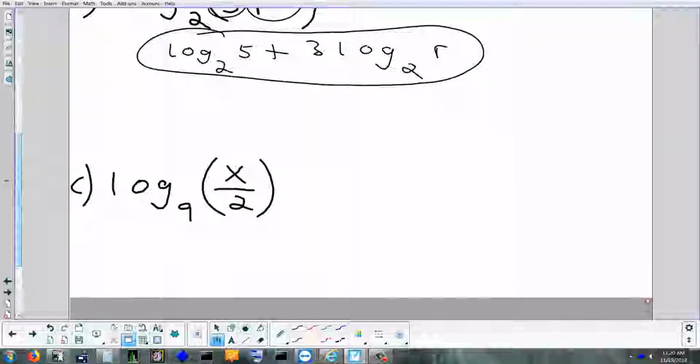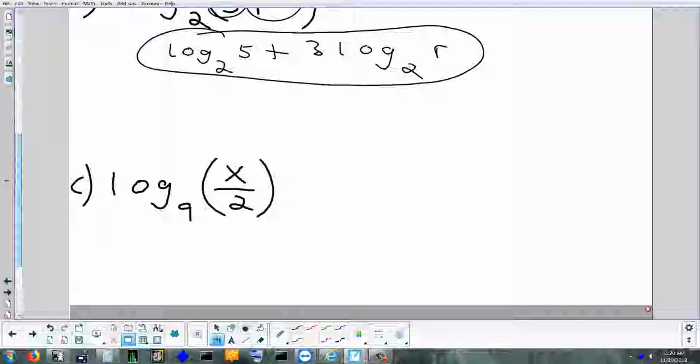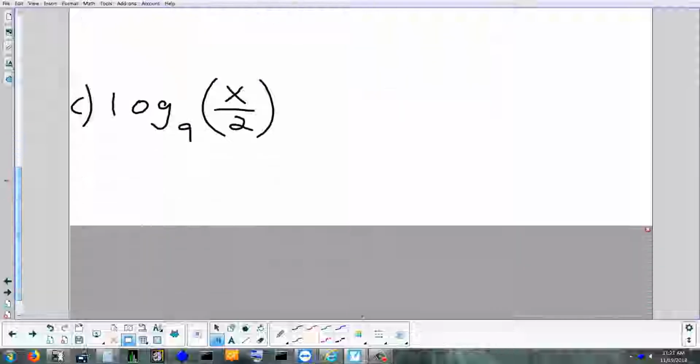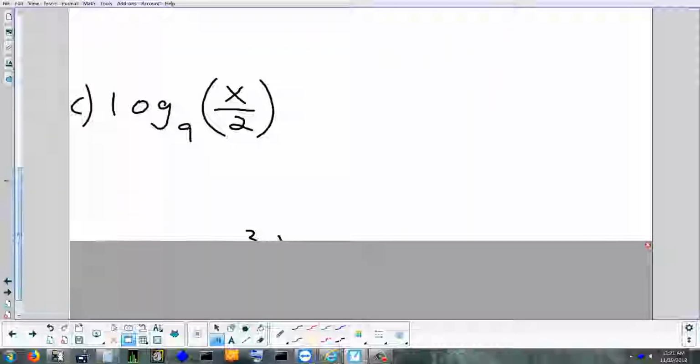All right, let's try this one. Log base 9 of x divided by 2. Okay, so Greta, is this one going to split sum or difference? Difference. Yeah, this time you got a fraction, so we know we're going to subtract 2 logs. So log minus log.